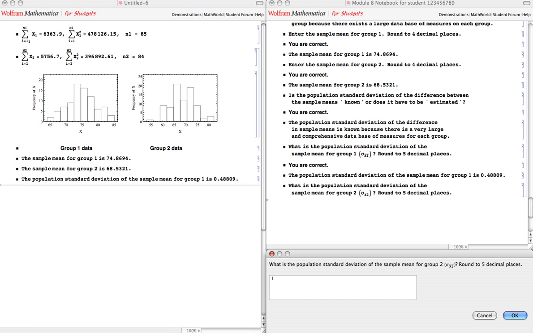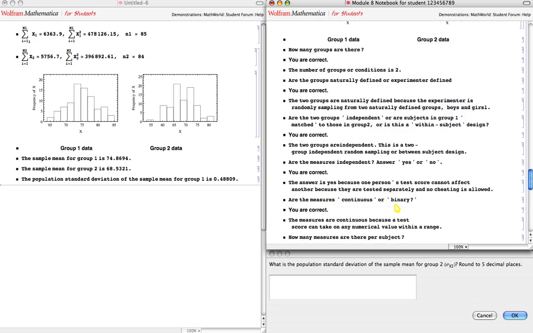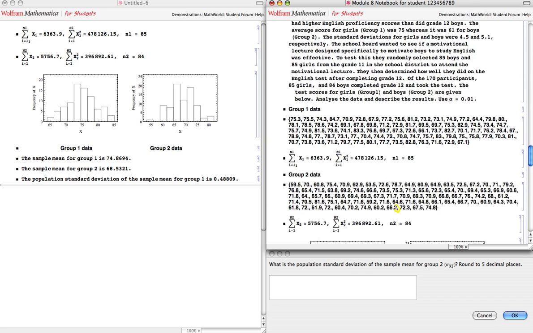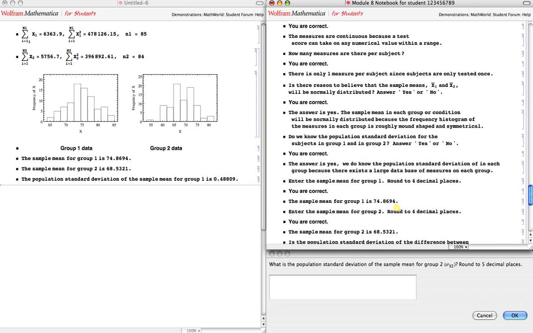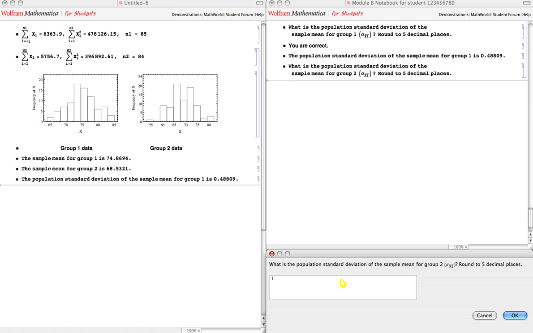Same thing for the second group, so let's see what their population standard deviation was. It's 5.1 divided by the square root of 84.